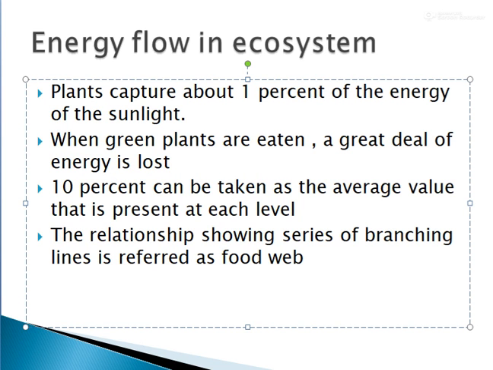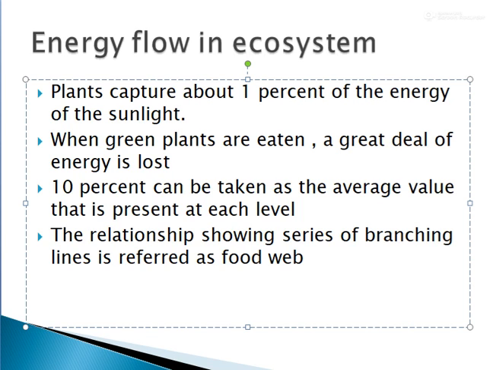Okay, energy flow in ecosystem. First, when we have a look at energy flow, plants will occupy the highest position. Plants capture about 1% of the energy of the sun. That means out of 100, only 1% is being captured by the plants during the process of photosynthesis.